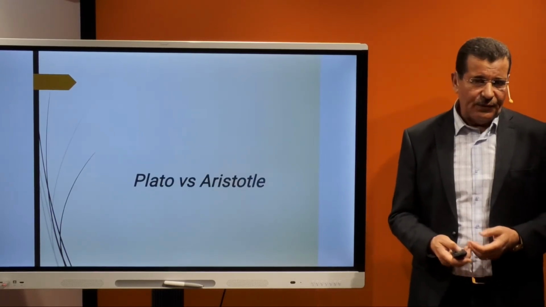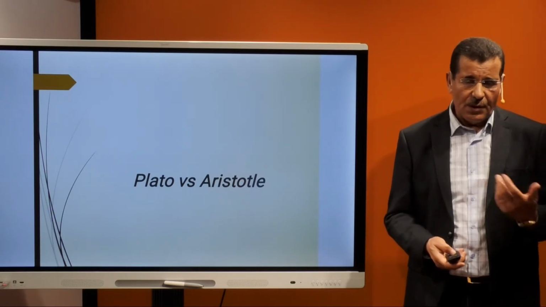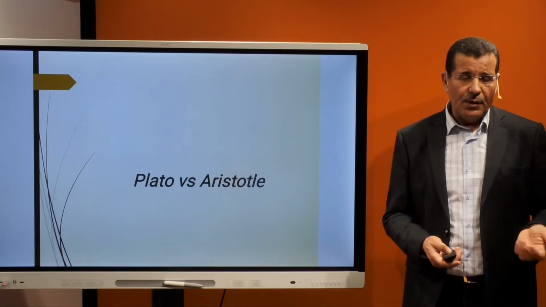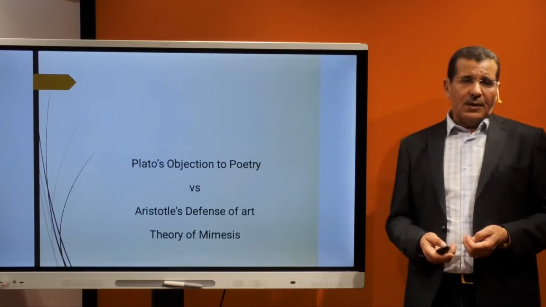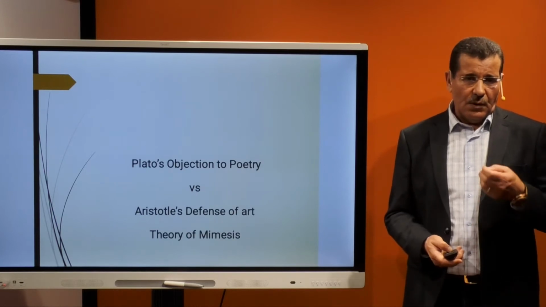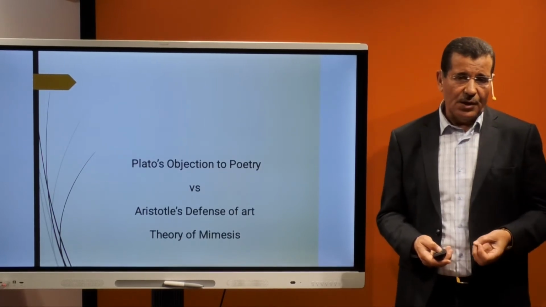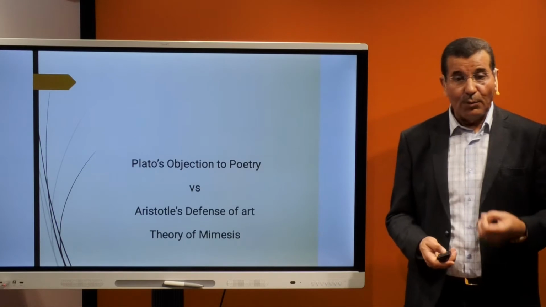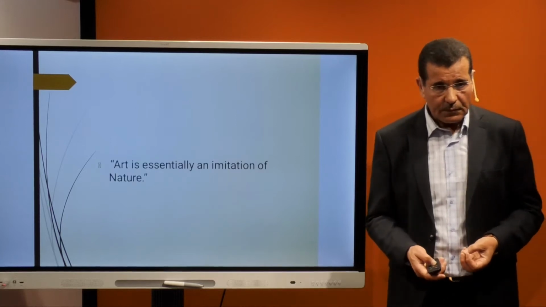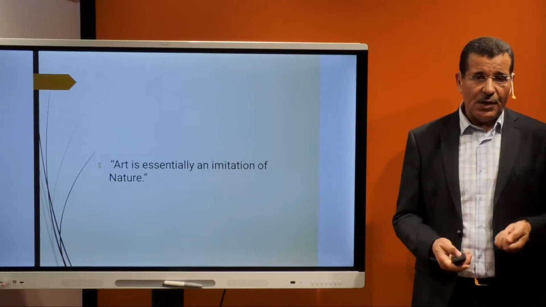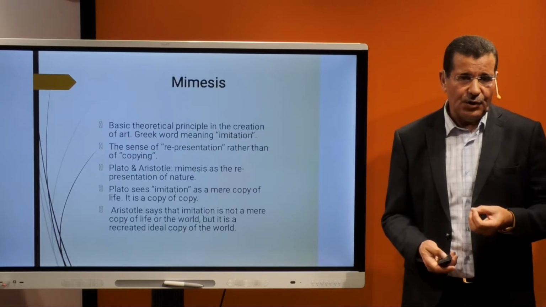When I define art, I go back to Plato and Aristotle, who are the fathers of critical theory, though they disagree on the concept of art. One thing they agree on is that art is based on mimesis, that is, imitation, a representation, though Plato objects to poetry, and we'll see why. Aristotle defends art. They both agree that art is essentially an imitation of nature. So the source of art, according to them, is imitation.